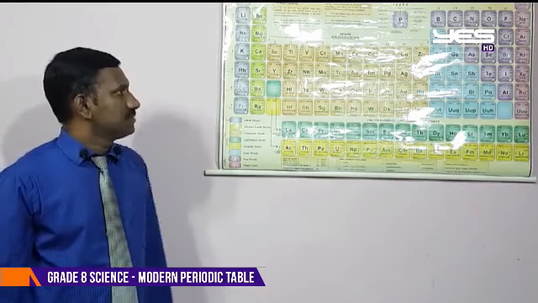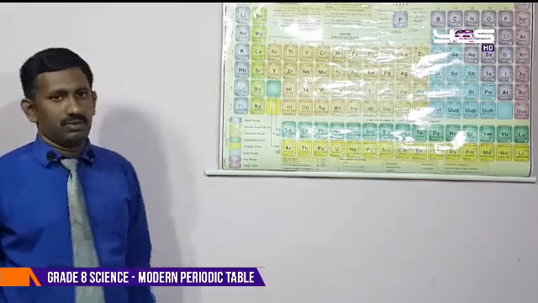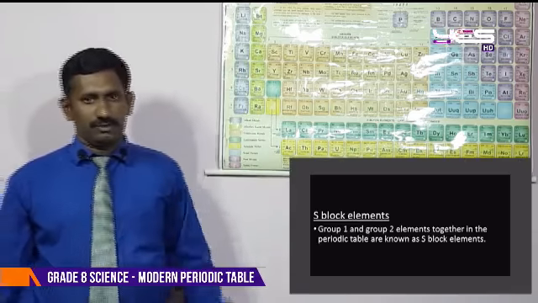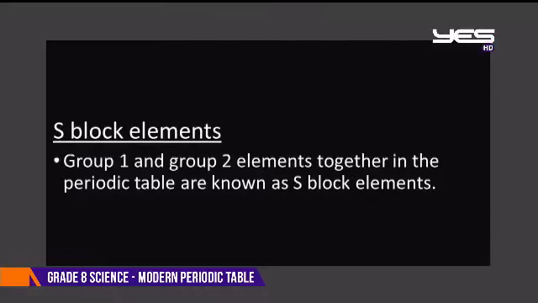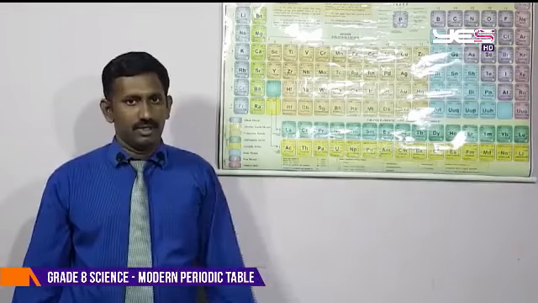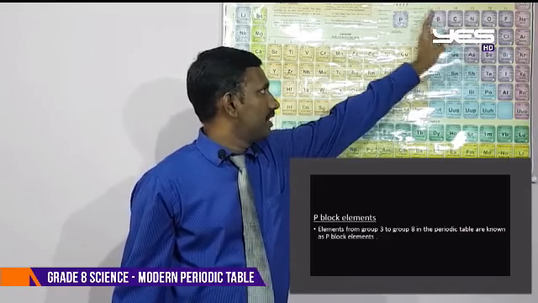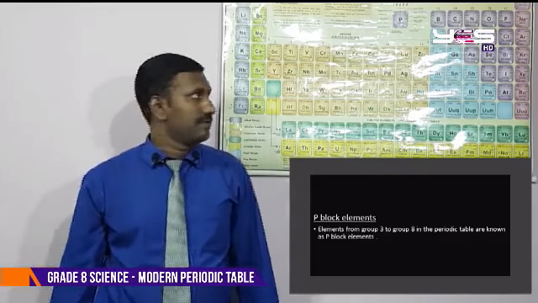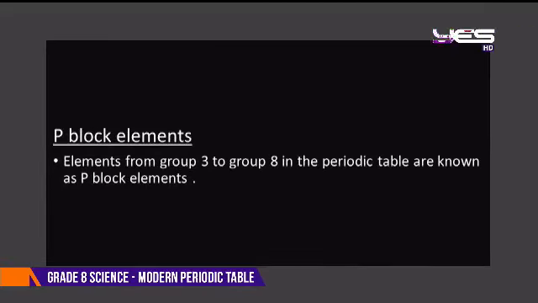Okay. Then group number 1 and group number 2 elements together are known as s block elements. So what are s block elements? Group number 1 and group number 2 elements both together are known as s block elements. Then the next one is p block elements. That means group number 3 to group number 8 elements are known as p block elements.